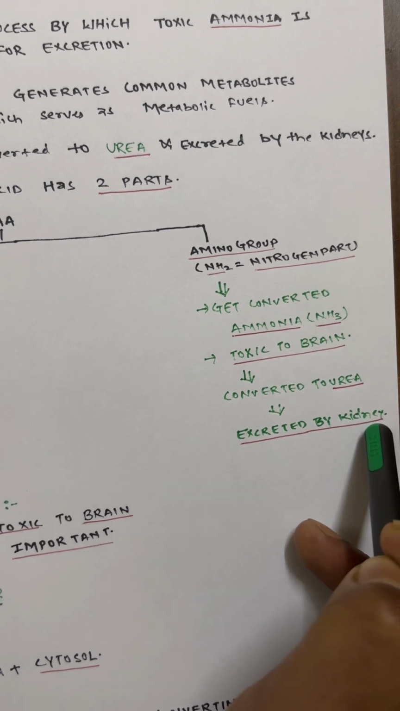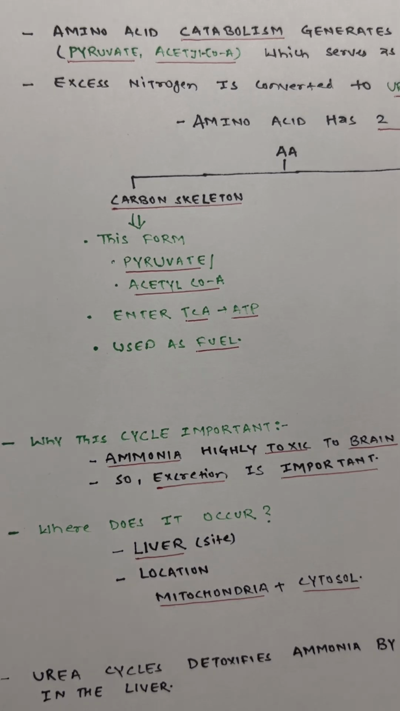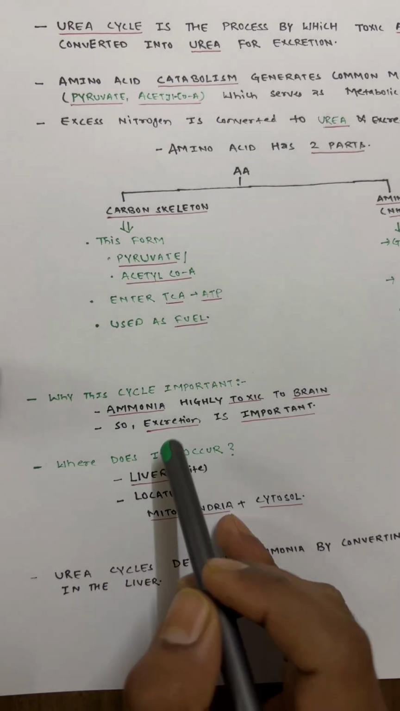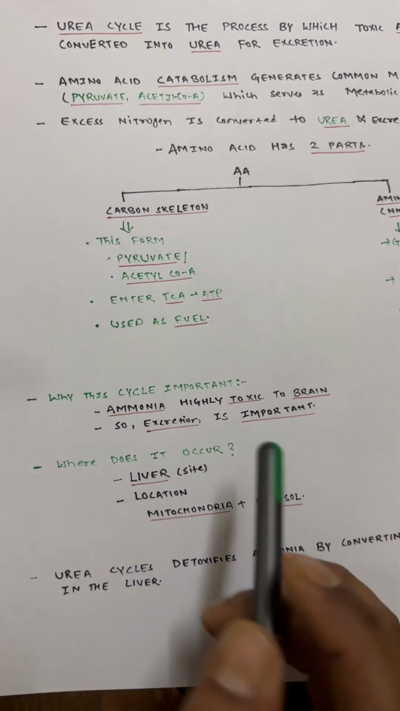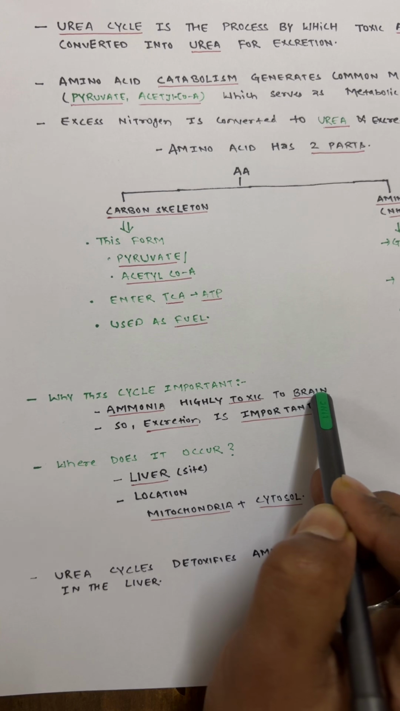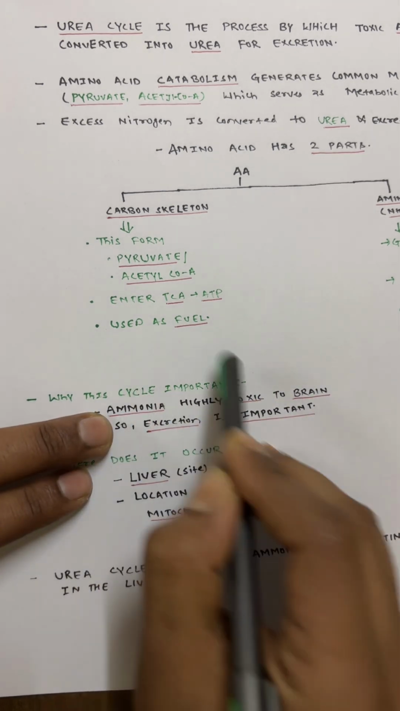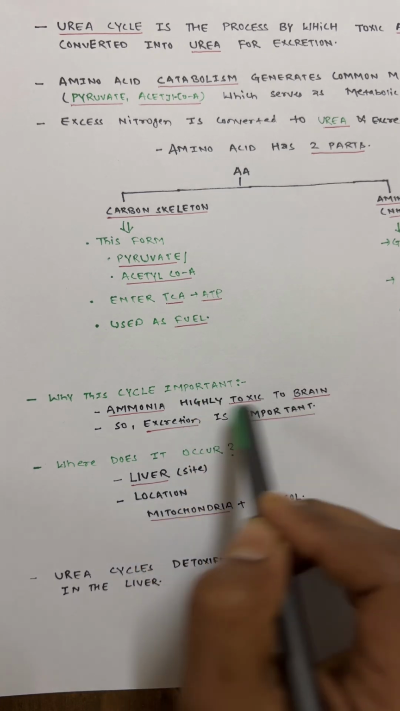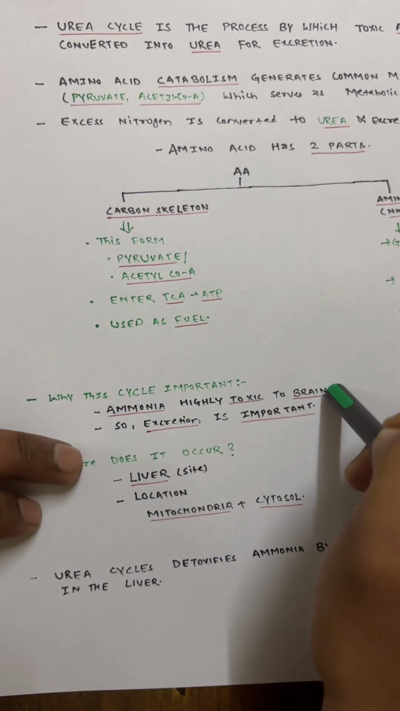That's why it's very important to convert this ammonia to urea and then to excrete that urea from the kidney. Now we'll talk about why this cycle is important. Why is it important for the urea cycle to occur in our body? Because we all know that ammonia is highly toxic to the brain, that's why its excretion is very important. If the urea cycle doesn't occur in our body, then ammonia will accumulate and cause toxic effects to our brain.